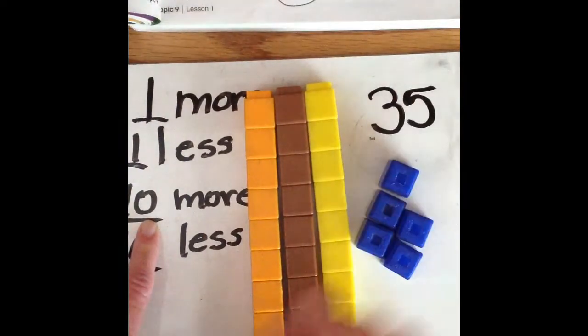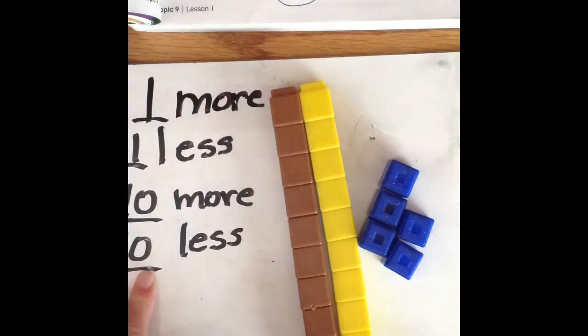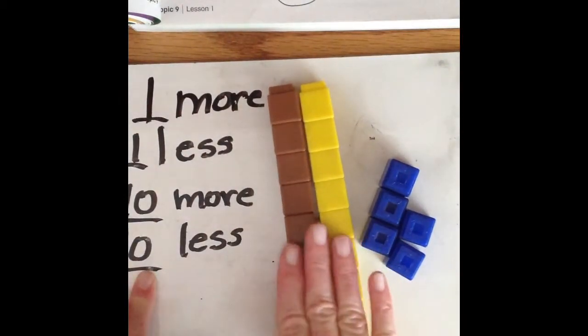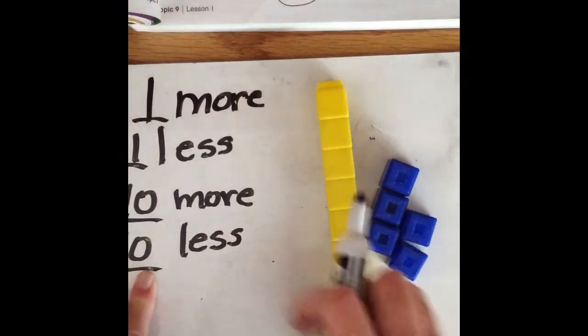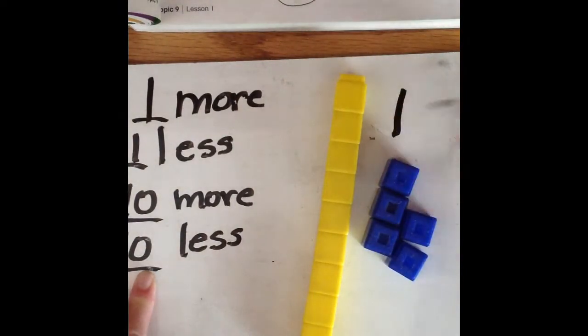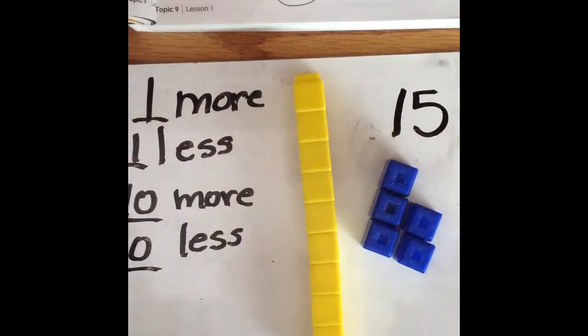Then they want us to go back to 25, and this time they want 10 less. So again, I'm going to use the 10 blocks, and I'm going to take one of the 10s away. Now I have 1 10 and 5 ones, which is 15. So that's showing the top of page 498.